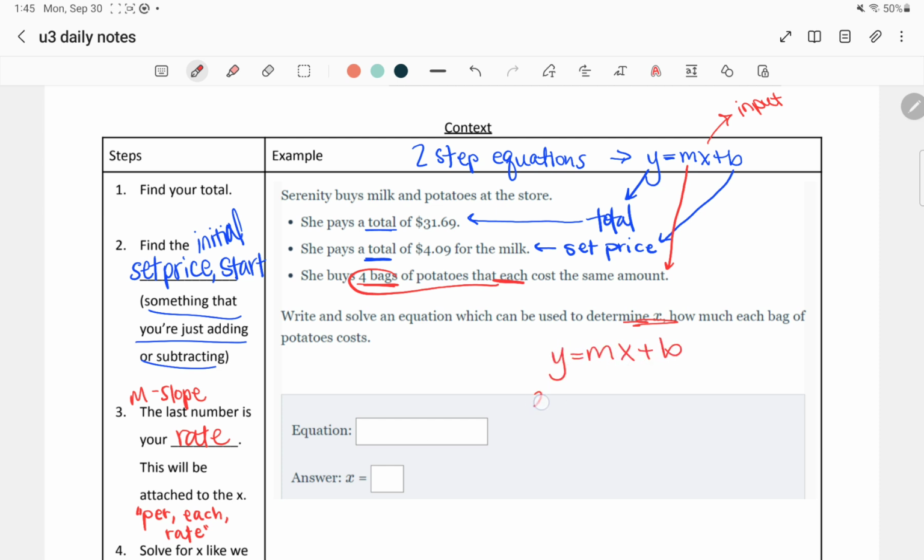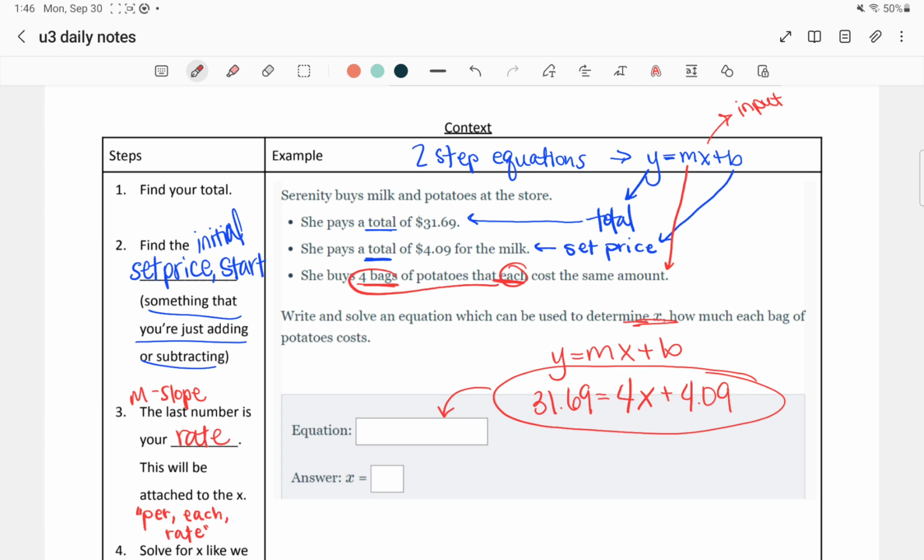So y was my 31.69 equals m was my rate attached to the word each. I don't know what x is, that's what I'm looking for, so it's going to stay x. Plus my just tacked on amount, my set price. So 4.09. This right here goes in this box on Delta Math. Just straight up. You don't have to do any math for this part. You're just putting it in the box.